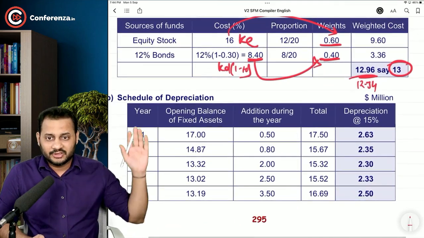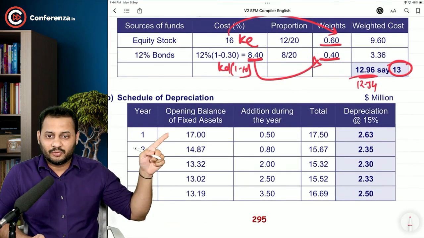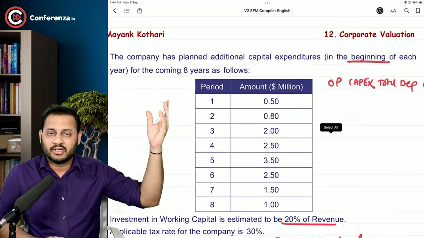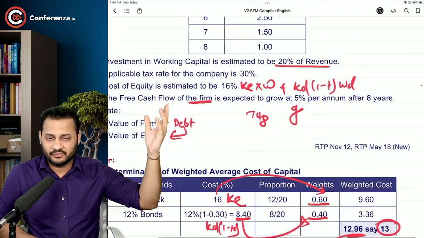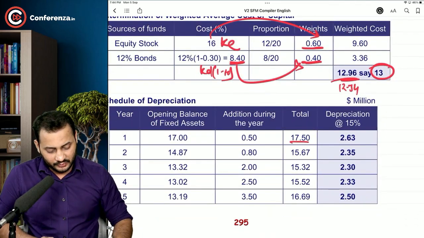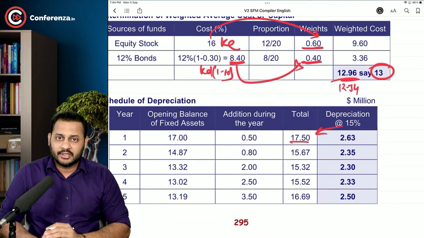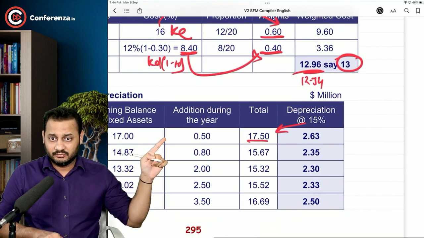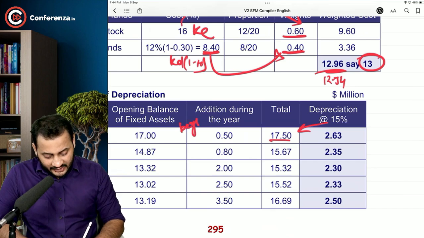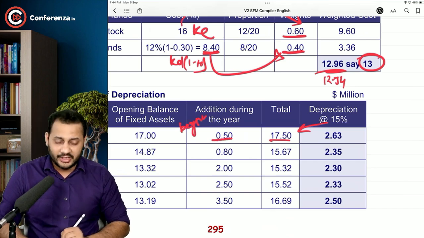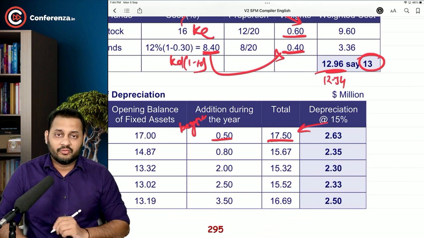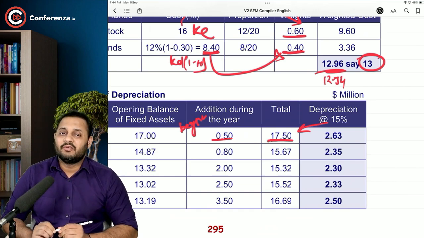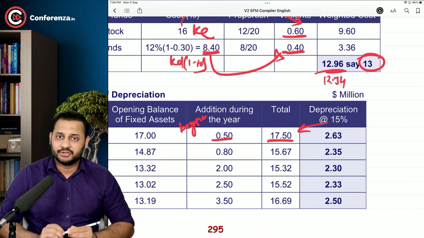Okay, this is the calculation of depreciation. Opening fixed asset was 17, right? So in that 17, what you can do? You can add the capital expenditure of 0.50 for the first year. So 17.50 and then calculate the depreciation on that. See, this is the opening fixed asset used for the entire year. This is the addition made in the beginning of the year itself. So this is also used for the entire year. So for the entire year, 17.50 was the fixed assets used. So we will calculate depreciation on that.